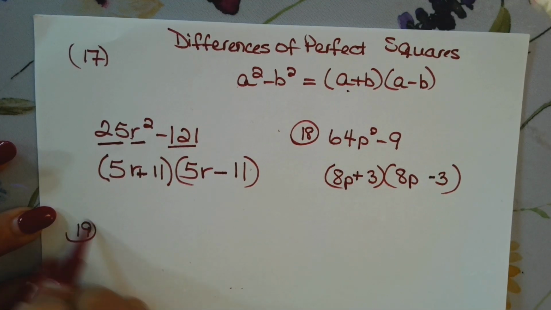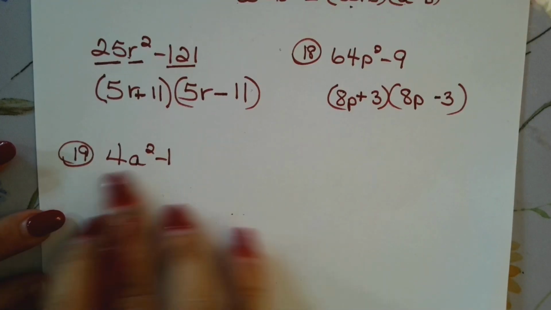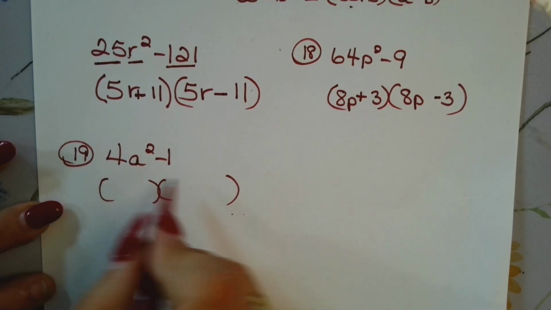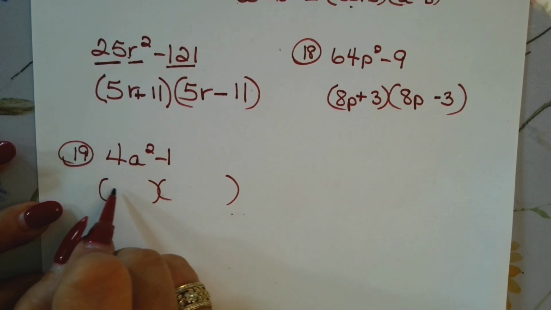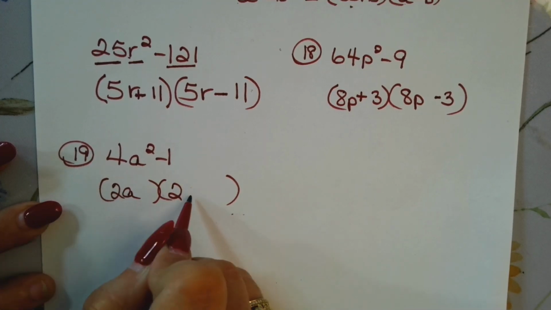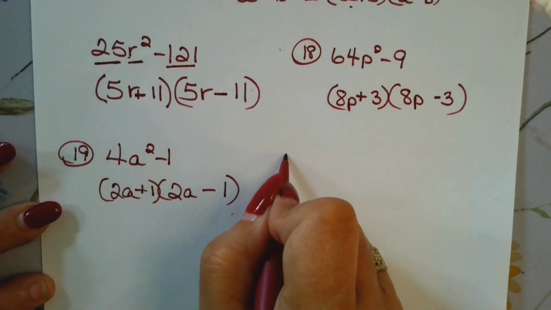Number 19, you have 4a squared minus 1. Again, there is no greatest common factor that you can pull out, but this is the difference of perfect squares. So the square root of 4 is 2. Square root of a squared is a. Square root of 1 is 1. One is plus, one is minus.